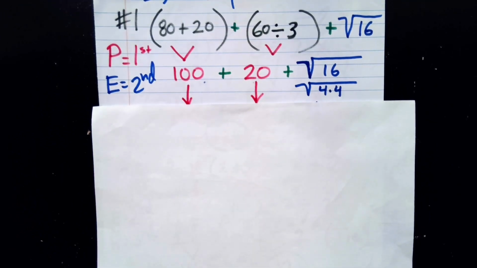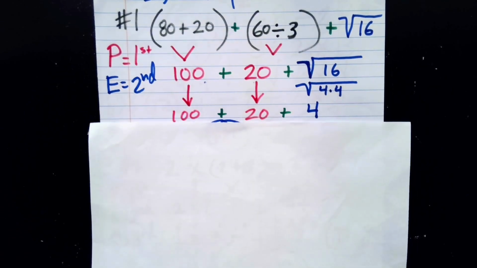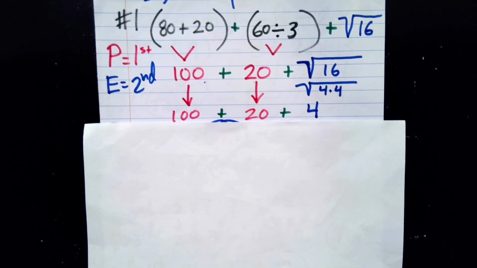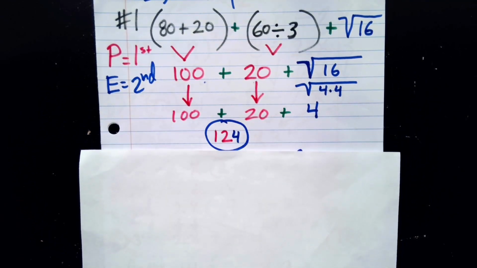I have a perfect pair of 4s. I can pull 1 4 out of that square root, and I'm going to end up with 100 plus 20 plus 4. I'm going to work left to right here since it's all adding, and I get 124. So in this problem number 1, the third step would have been adding these 3 terms.